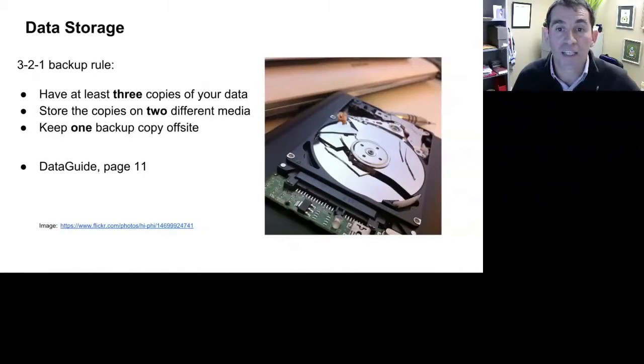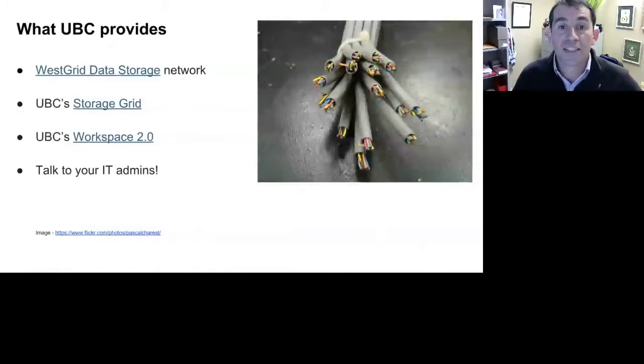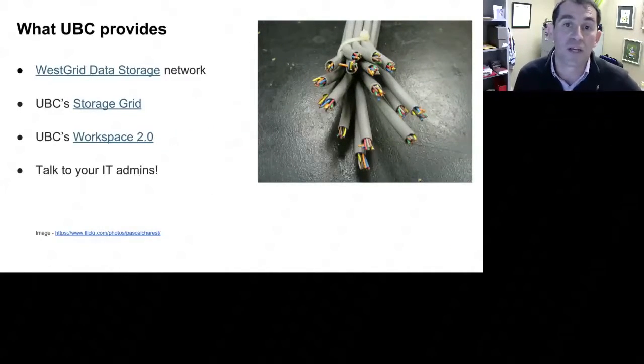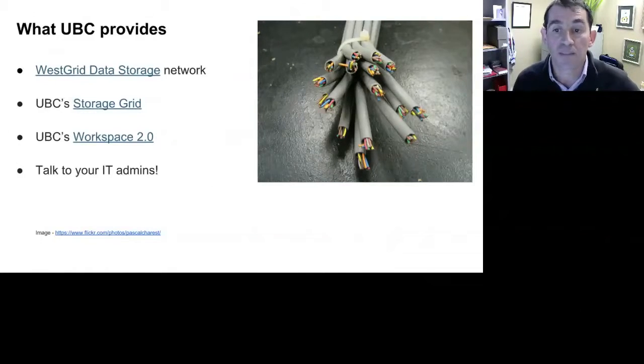Again, I'm giving you this kind of information because we have a huge variety of people on this call. We have researchers, grad students, librarians, and IT people. So I want to bring us to the same page. As an example, at UBC we have a whole bunch of different storage solutions. For big data, we use WestGrid and Compute Canada networks. We have a workspace for sharing data, and we have storage grids that people can request from UBC IT. But the most important part is to talk to your IT admins. They're amazing. They will know their stuff, and they will know where to store your data.